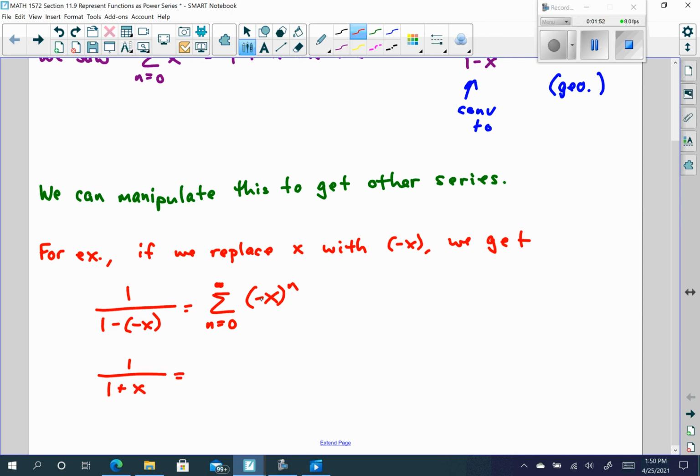And then what I could do is take the negative 1 to the nth power out of this, and it becomes an alternating series times x to the nth power. So this is the series that will represent this expression, which would be the sum of the series. So this is the representation for 1 over 1 plus x.